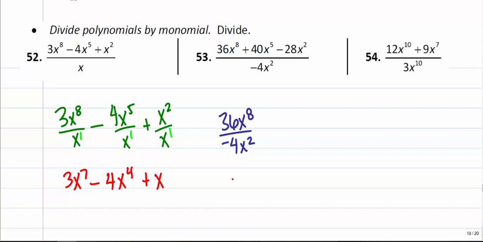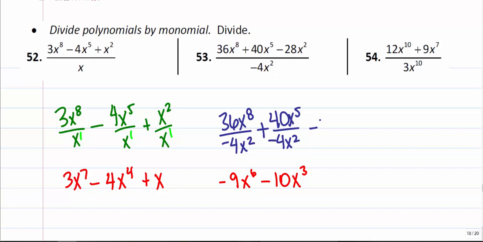Well, 36 divided by negative 4 is negative 9, and here I'm taking out 2, so I drop it down to x to the 6th. Then plus 40x to the 5th divided by negative 4x squared. Well, 40 divided by negative 4 is negative 10, and if I subtract my exponents, I get x cubed. And then last but not least, on this last one, you end up with positive 7 when you divide, and there's no more x's left. So that's how you deal with that one.